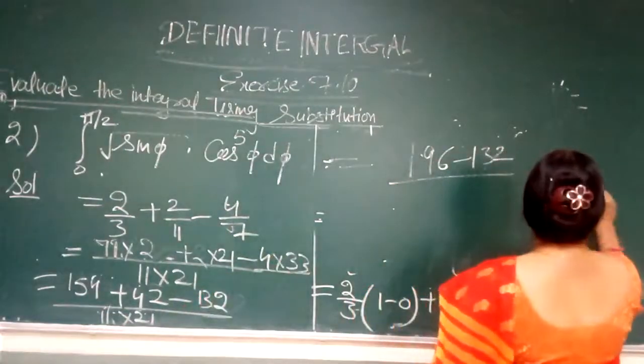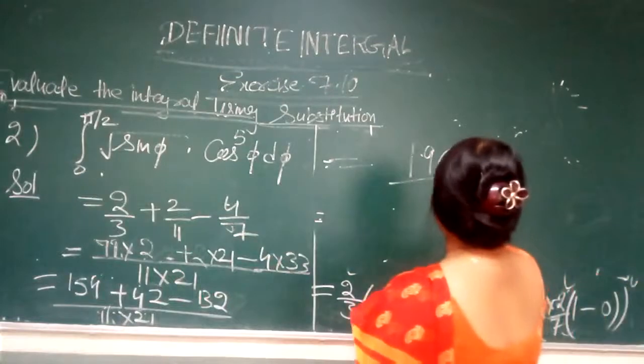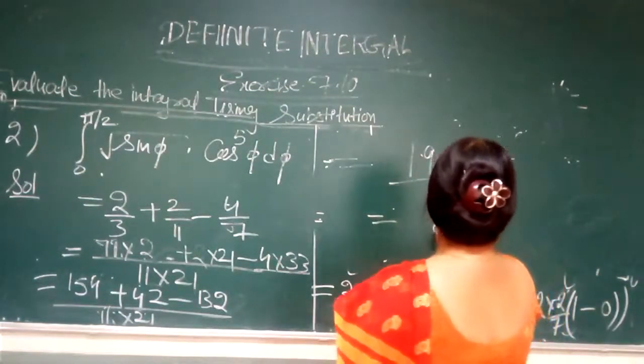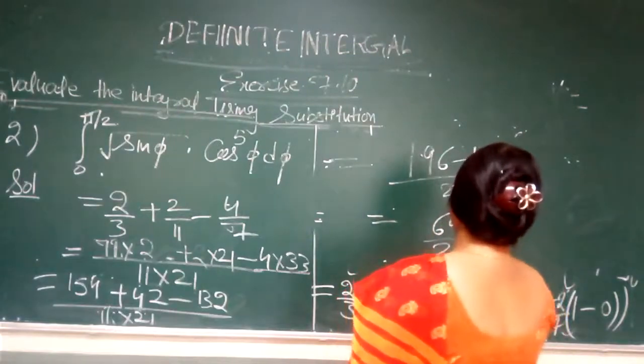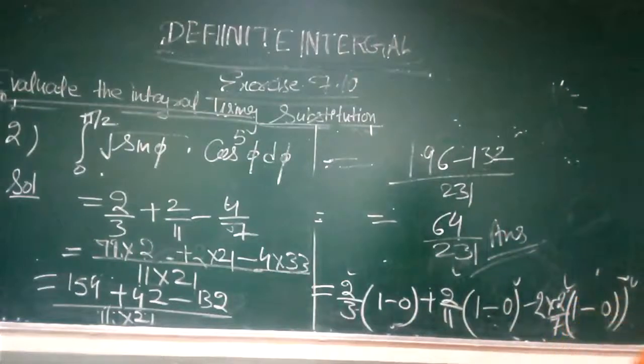This one, 231. So subtract here, it will come 4. 64 upon 231. So this is the answer. So this is the solution of the question number 2nd.